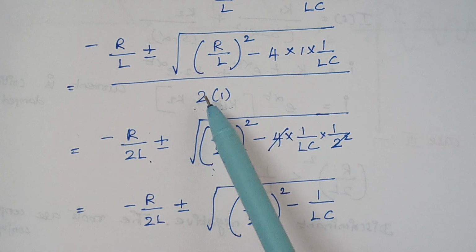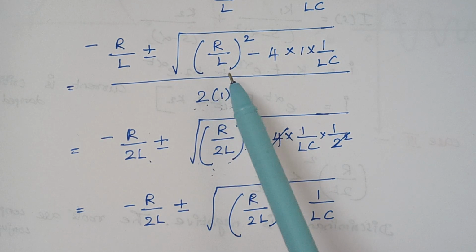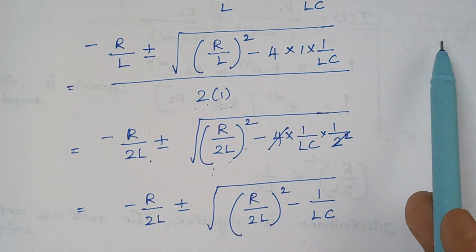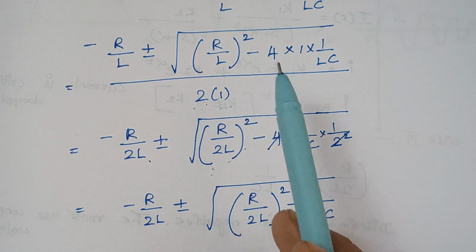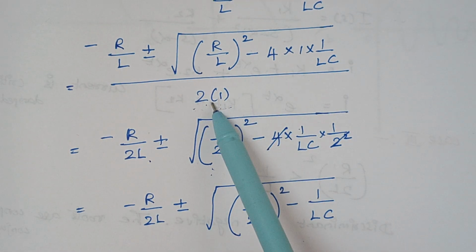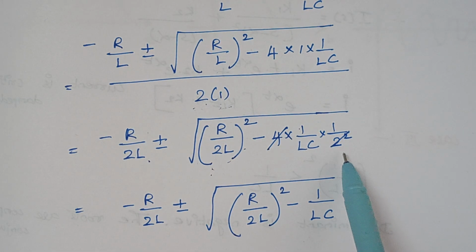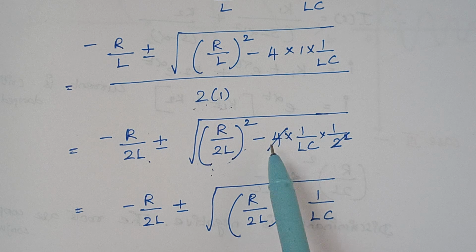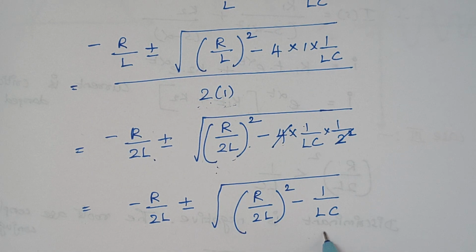Just I am shifting this 2 to the numerator part. Since I am moving this 2 inside the square root, here I am squaring this 2. So it is 1 by 2 square, right? So this 4 and 4 cancel each other, and finally I am ending up with an equation like this.